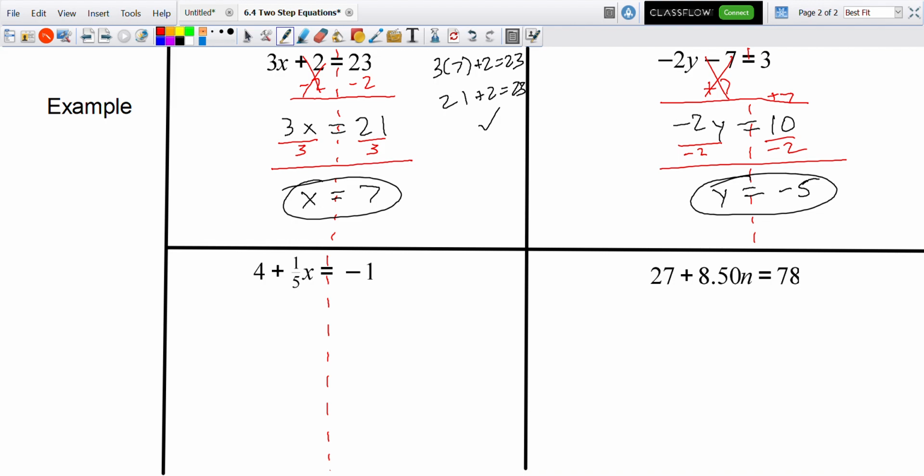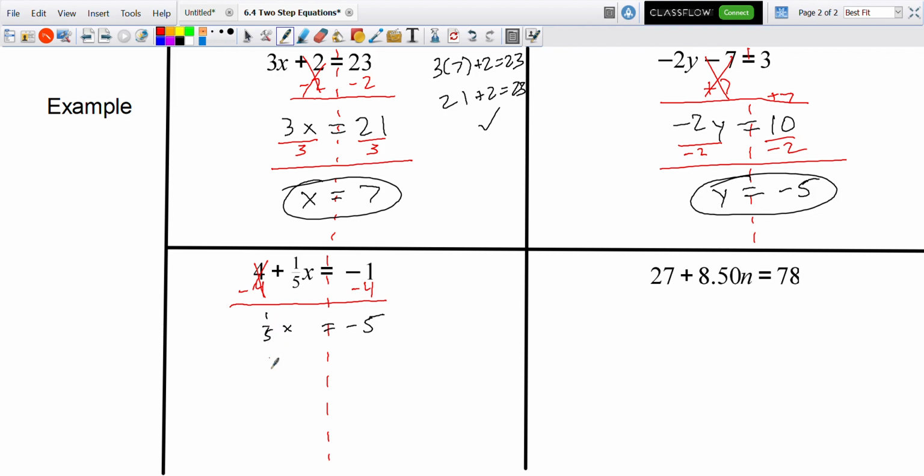All right, we have a fraction here. It's going to be no different. My first step is to get rid of the constant. So the positive 4 and the negative 4 cancel out, leaving me with 1/5 x equals negative 5. Negative 1 minus 4 is negative 5. Right? If I were to lose $1 and then lose 4 more, I'd be at negative $5.